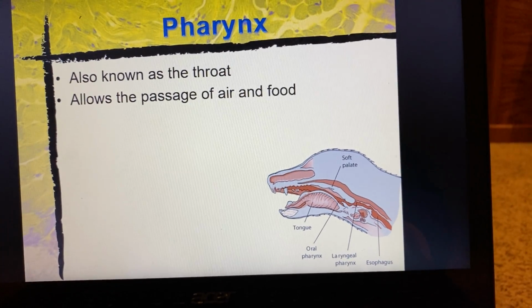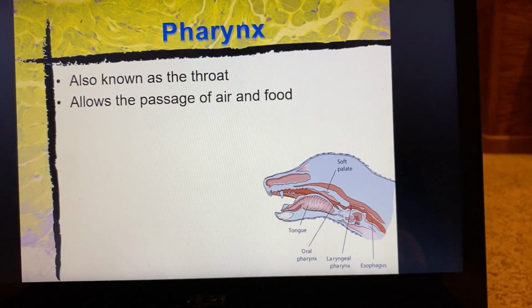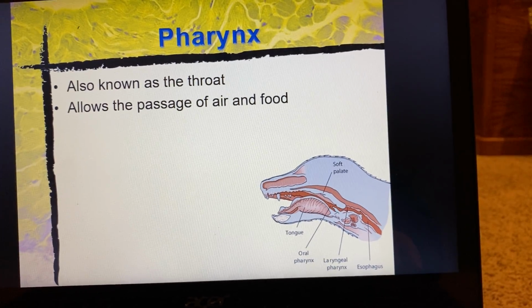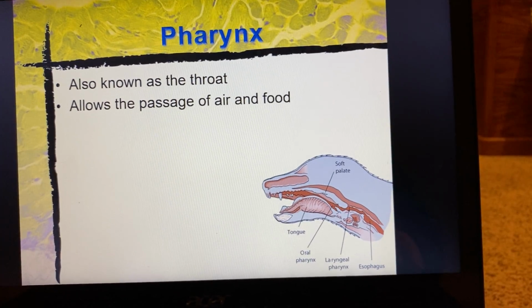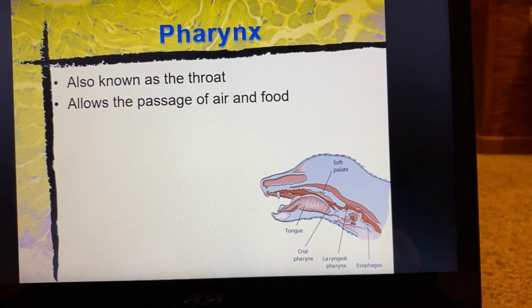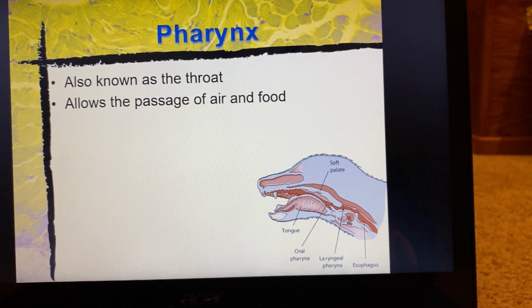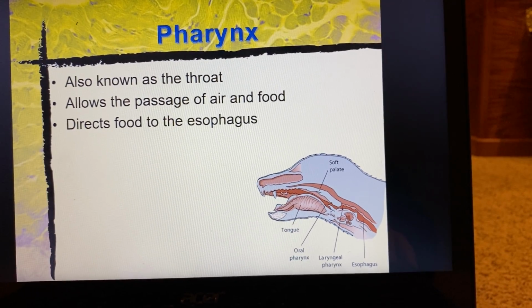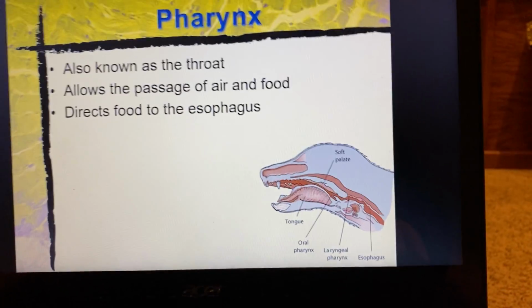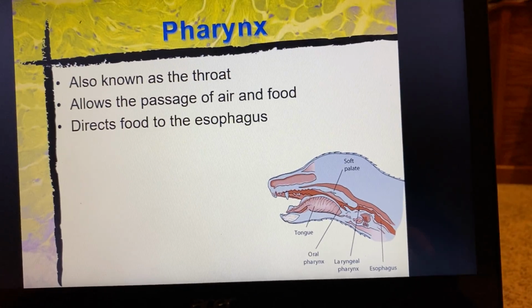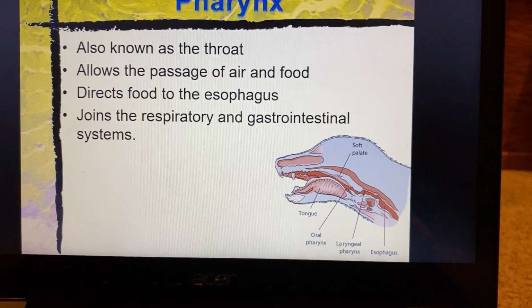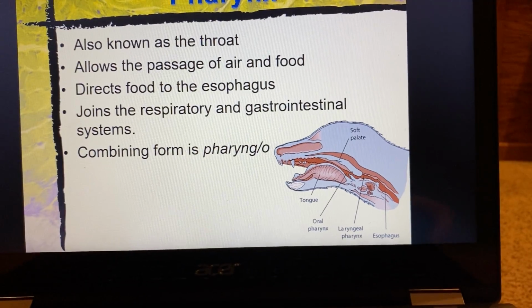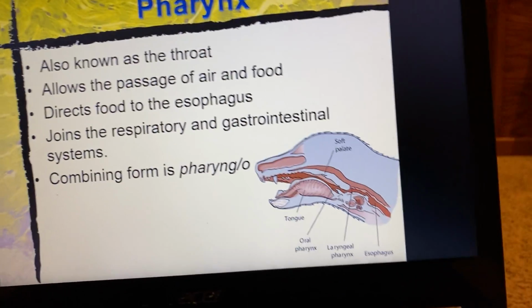We have our pharynx. The pharynx is a fancy word for throat. And the interesting thing about our pharynx is that it is part of the digestive tract and the respiratory tract, because we can pass air through our mouth and into our throat and then into our trachea. But we're talking about digestion, so the pharynx is going to direct food into our esophagus. And our combining form here is pharyngo. So that's pretty easy. Pharynx, pharyngo.